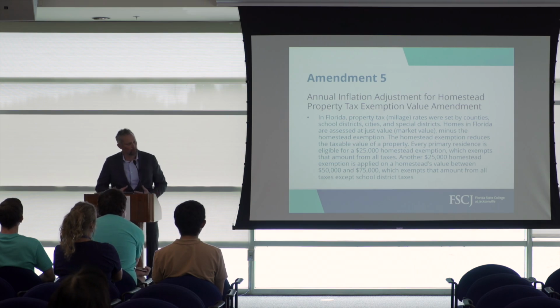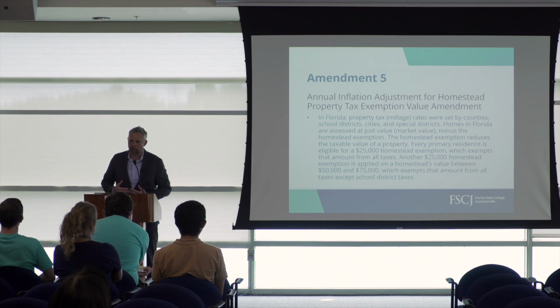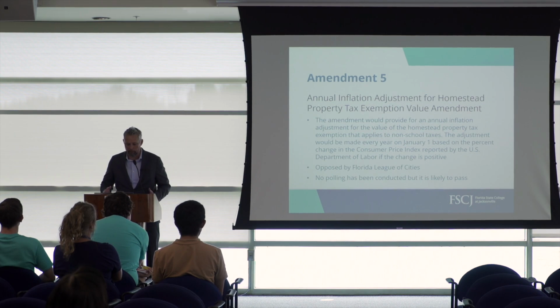What this amendment would do is it would adjust this figure automatically for inflation. Okay, so the exemption on the property value of your home would go up as inflation went up. Okay, in effect, it would give you a tax break in bad economic times. So you're saying, well, this would sound good. Who would possibly oppose this?